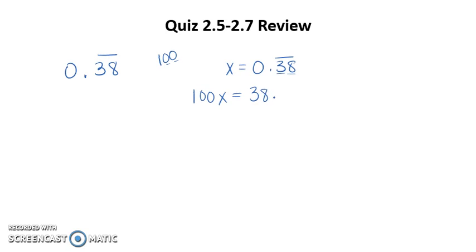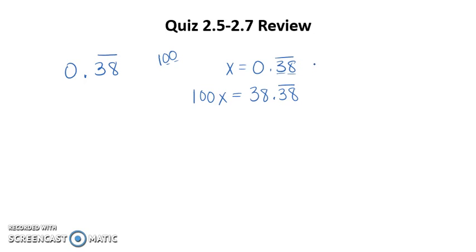Let's make one up: 0.38 repeating. Remember, the very first thing I do is set x equal to my repeating decimal. Better make that repeating. I have 2 places repeating, so I'm going to multiply each side by 100 because it has 2 zeros. So I end up having 100x is equal to 38.38 repeating.